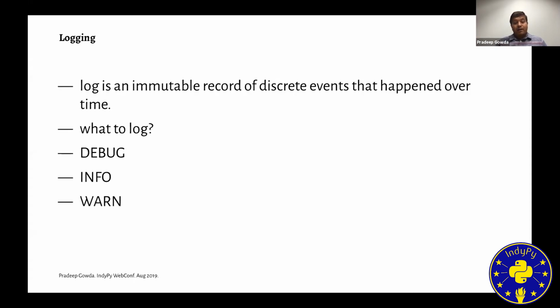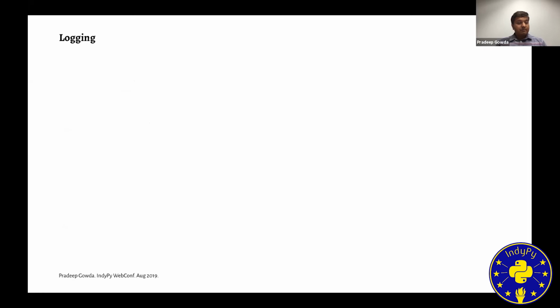And then warning, definitely something that should have happened, but it's not a deal breaker. That should probably go into a warning. And error, this is definitely a deal breaker. Like you're not able to connect to the database, or another service that you're depending on is sending you a 500 or a 404. That's an error. So learn the different levels of logs and then learn to use them.